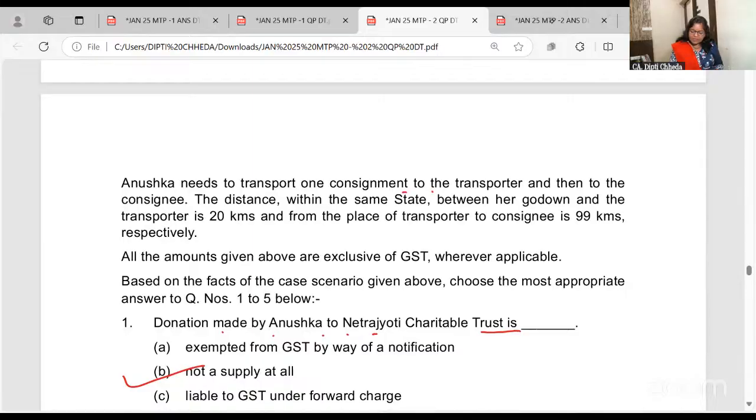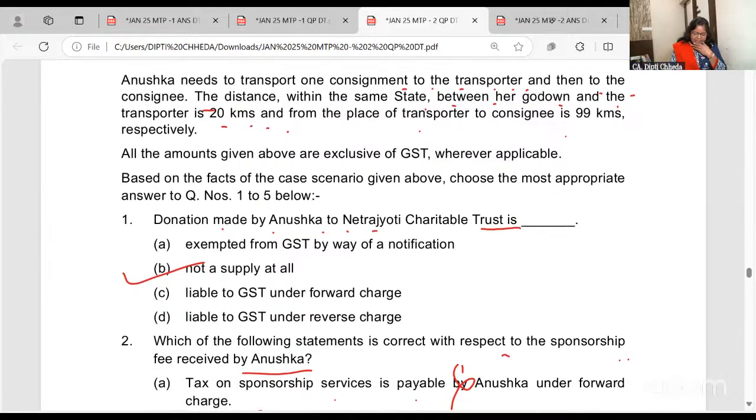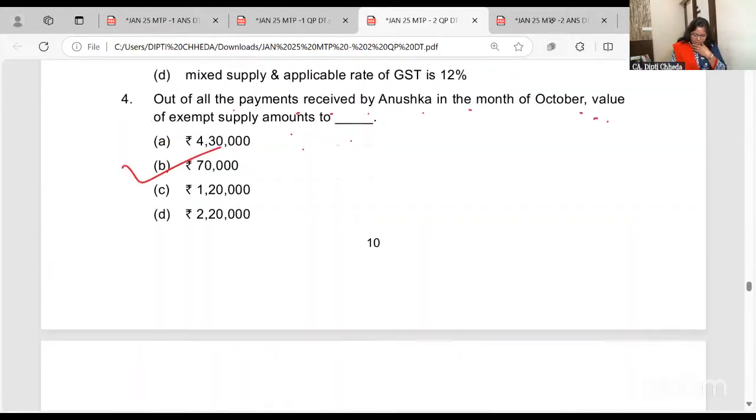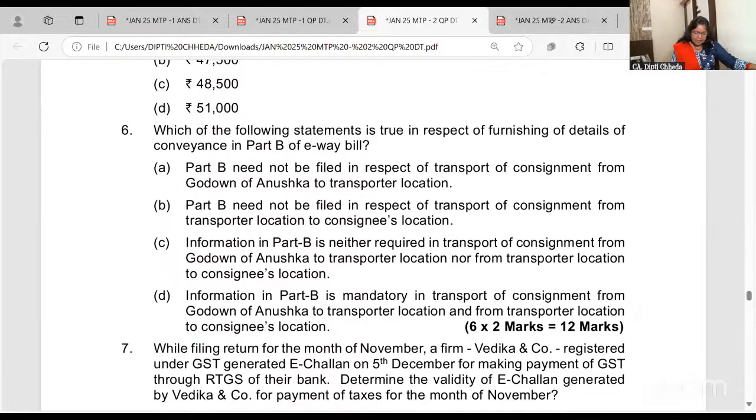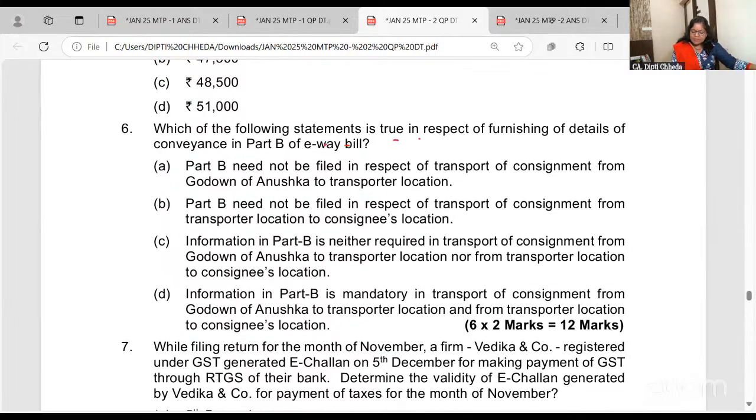Okay. Next now. Anushka needs to transfer one consignment to transporter, then to consignee. Distance within the state between her godown and all is 20 kilometers. And from our place to transporter. Okay? Transfer to consignee is 99 kilometers. This is all in the e-way bill. Yes, it's given in the e-way bill. So which of the following statements is true in respect of furnishing of details in the conveyance in Part B of the e-way bill?